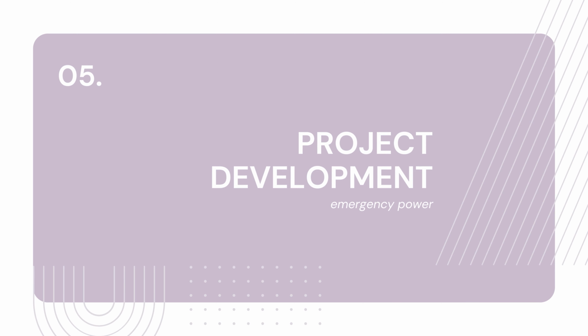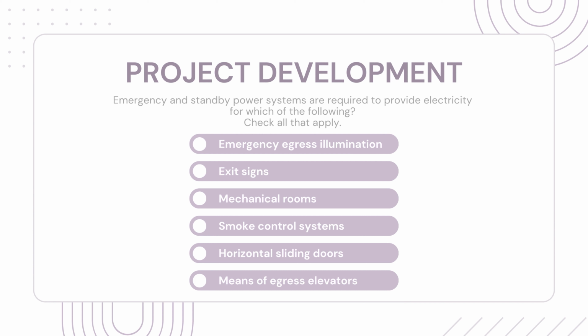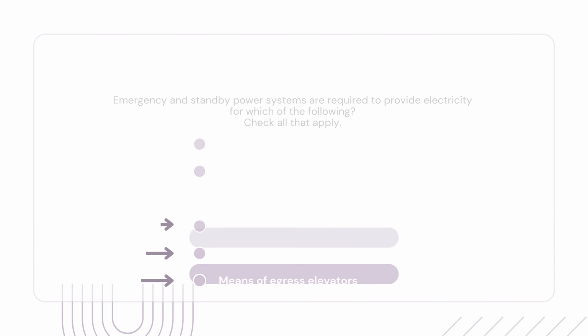Now on to project development. Emergency and standby power systems are required to provide electricity for which of the following? Check all that apply. Emergency egress illumination, exit signs, mechanical rooms, smoke control systems, horizontal sliding doors, means of egress elevators. Pause to answer. The correct answer is all of the above except mechanical rooms.